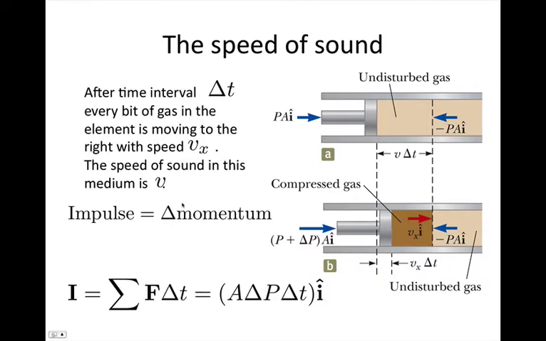Okay, so now what we can do is use our impulse-momentum equation. Impulse is equal to the change in momentum. We'll start by calculating the impulse. The impulse is equal to the force times the time. Now this is the resultant force. The resultant force is due to this unbalanced pressure here, the delta P. So force is equal to area times delta P, and then delta t, we've got our delta t here, and this is all going in the i direction.